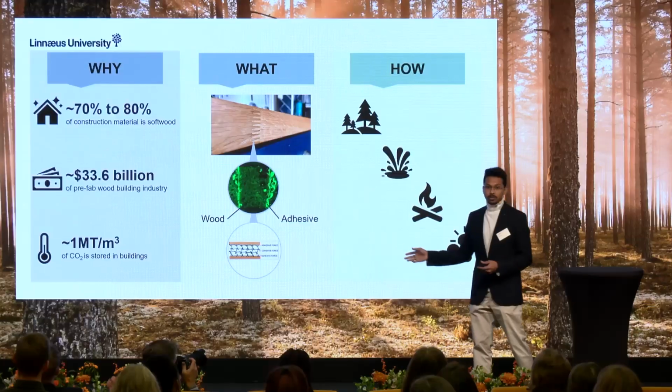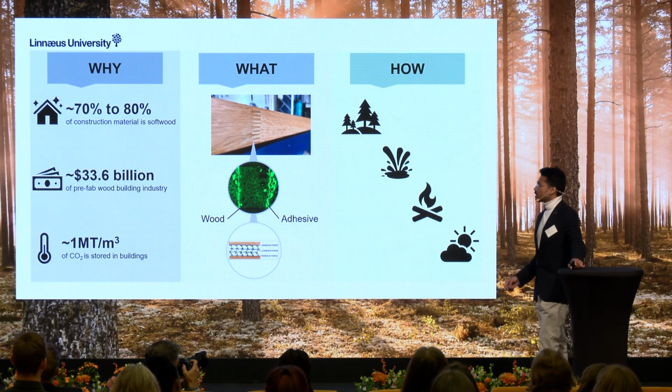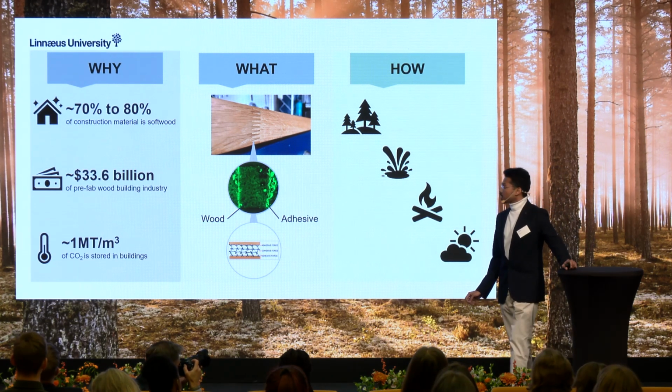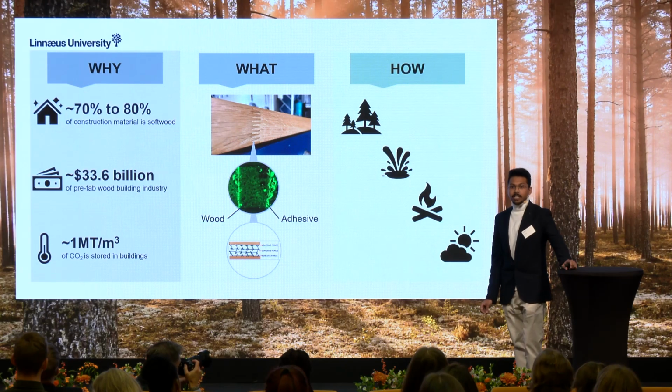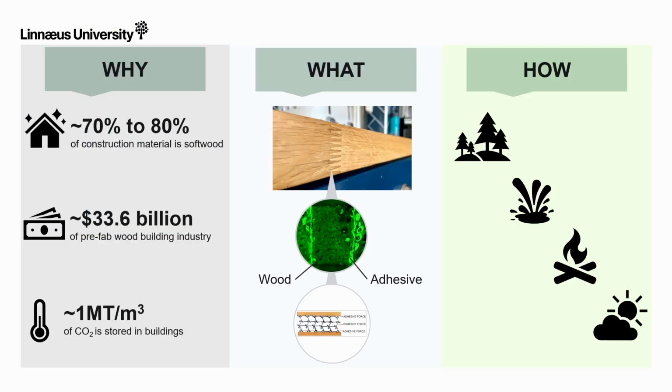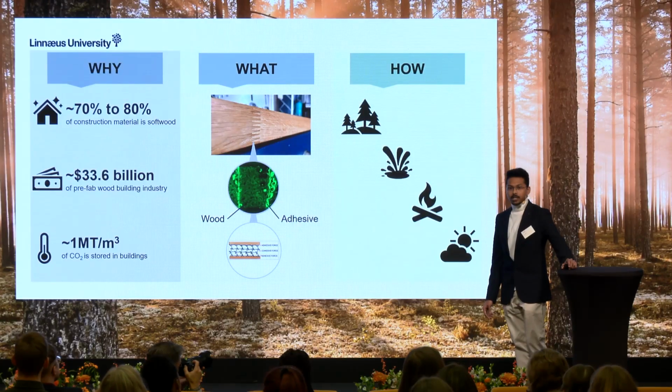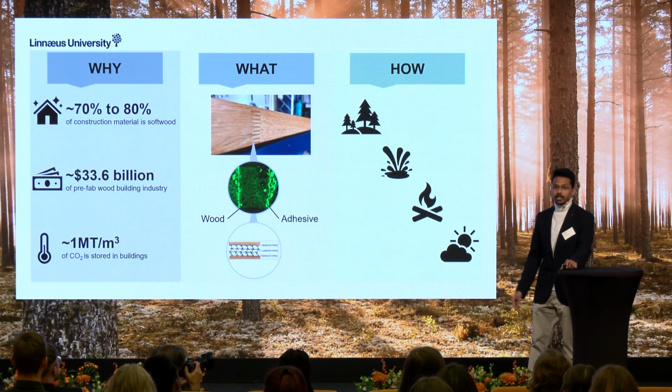in utilizing its forest potential, but what it lacks is utilizing the other hardwood materials too. Because around 70 to 80% of the construction material in use today is softwood, and it's dominated mainly by spruce. Why is it so? Are the other softwoods like pine or the other hardwoods not good enough? The prefabricated wood building industry is valued at $34 billion, and its CAGR is expected to grow at a rate of 5% per year. So what am I doing right now?